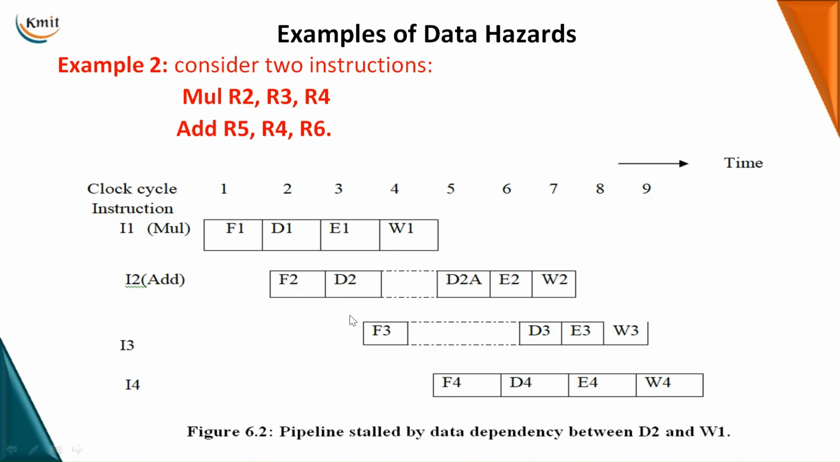Because this instruction is stalled for one clock cycle, the remaining instructions in the pipeline are also delayed. Instruction I3 will be fetched, but it cannot proceed with the decode because the decode unit is busy with instruction I2. So it has to be delayed until the sixth clock cycle. So the pipeline is stalled because of a dependency between D2 and W1. This is called a data dependency situation.